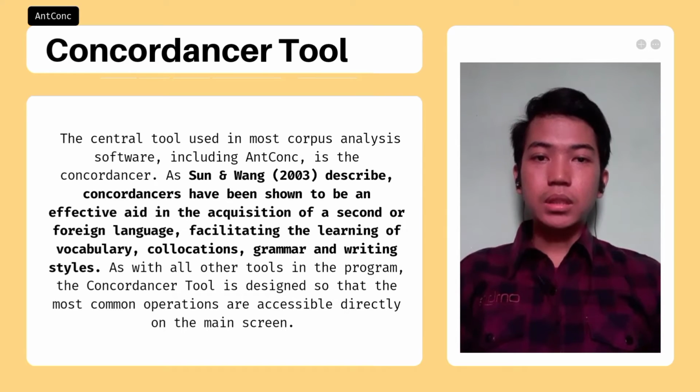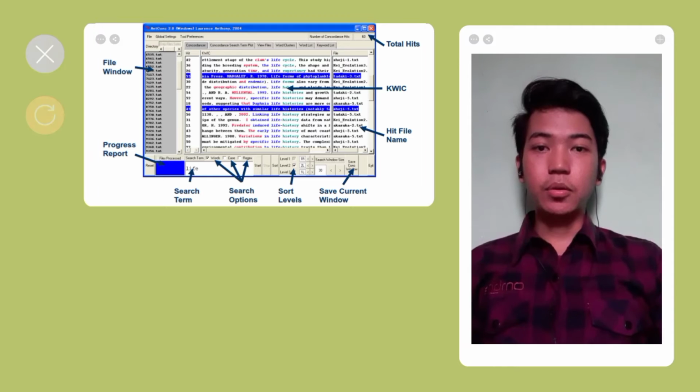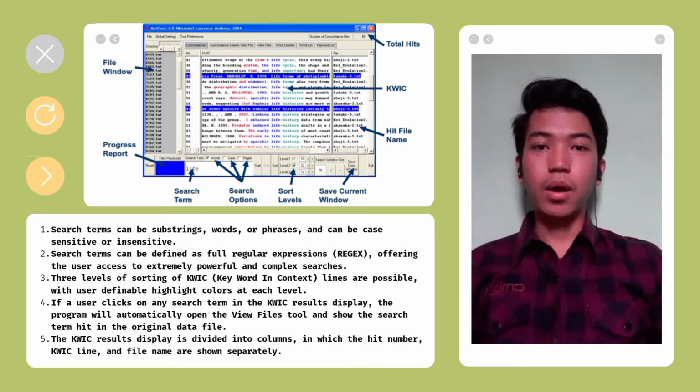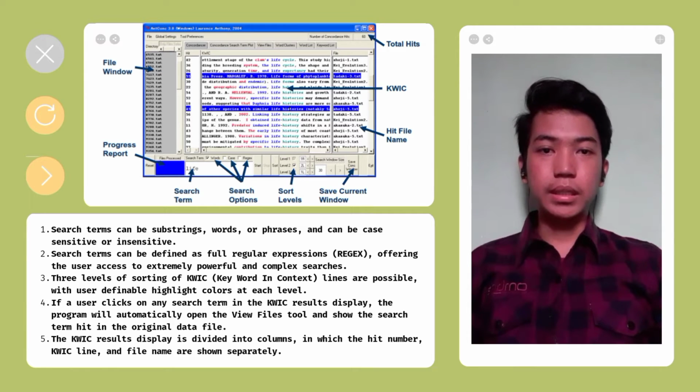As with all other tools in the program, the concordancer tool is designed so that the most common operations are accessible directly on the main screen. The picture shows a screenshot of ANTCONC while a user is operating the concordancer tool. It can also be seen that the tool's interface widgets, such as check buttons, lists, and window gestures, have the native look and feel of the operating system and the same functionality as standard software applications. These are summarized as follows.